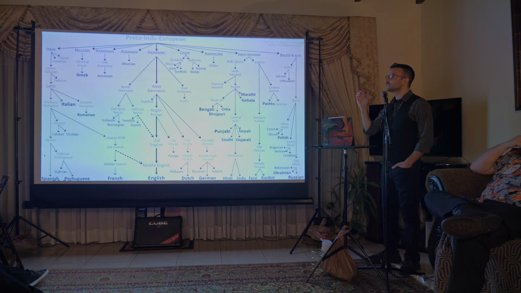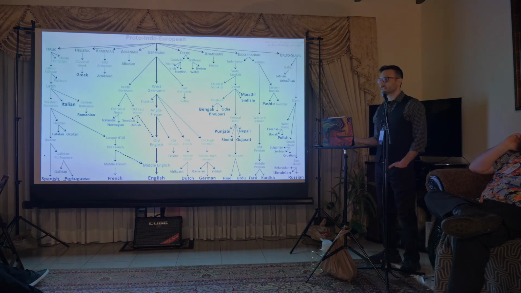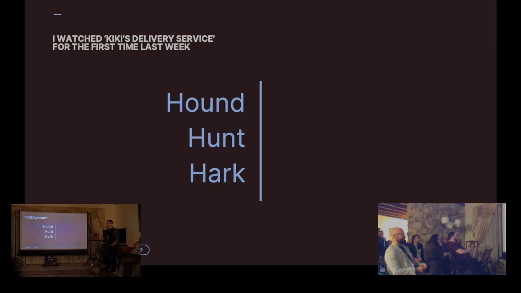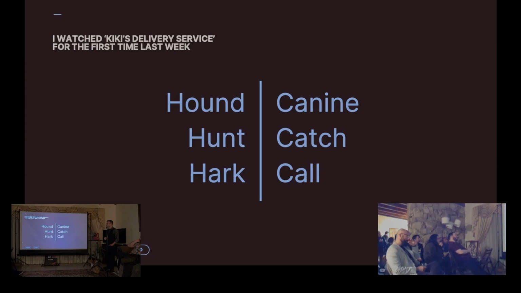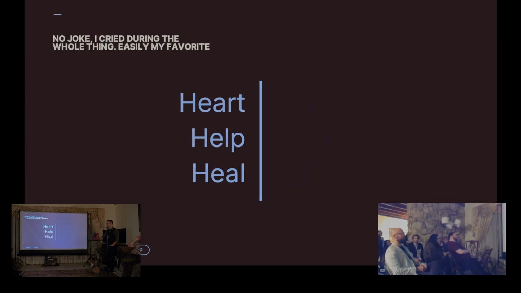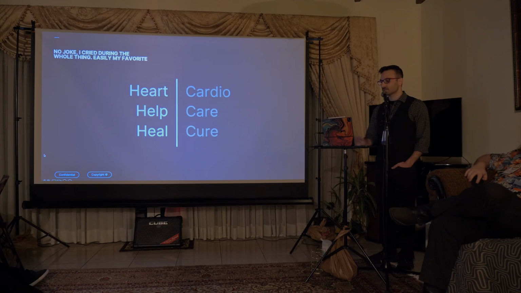Now, you're probably thinking, okay, so is it just F and P? Is that the only one that we have? No, there are other letters. Here we have words that begin with the letter H, and these are words that have a Germanic origin. But, as we can see, they have all cognates that begin with the letter C. So hound, hunt, and hark become canine, catch, and call. And heart, help, and heal are also cognate with other words like cardio, care, and cure.